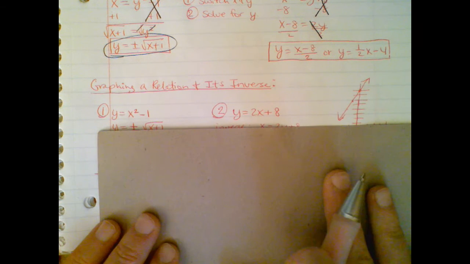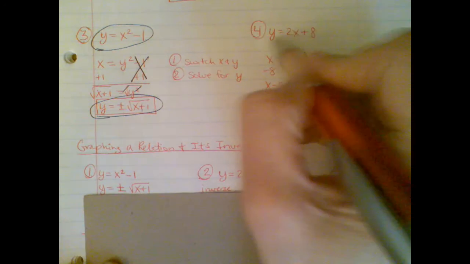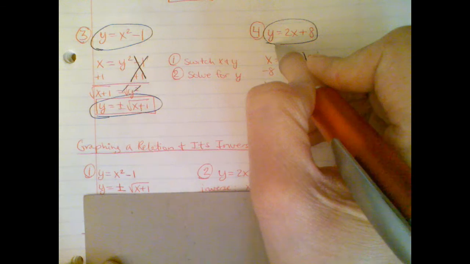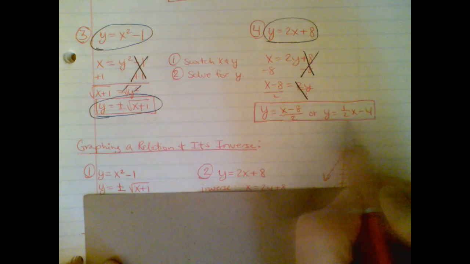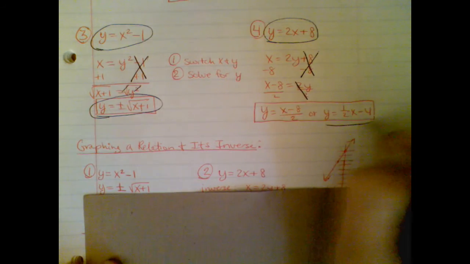Okay, so let's take a look at the second problem. We have y equals 2x plus 8. Again, this was the second one that we did up here, so we've already solved for them. So we have this original equation, and then you can type in either one for the inverse, whichever is going to be easiest for you. So maybe let's do the second one.